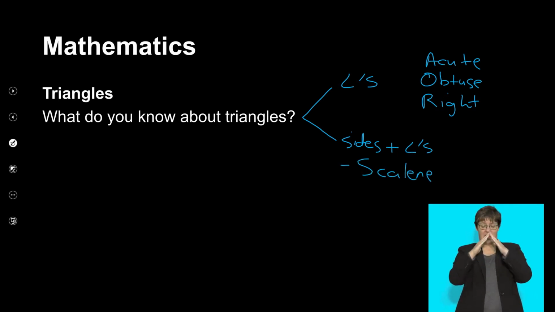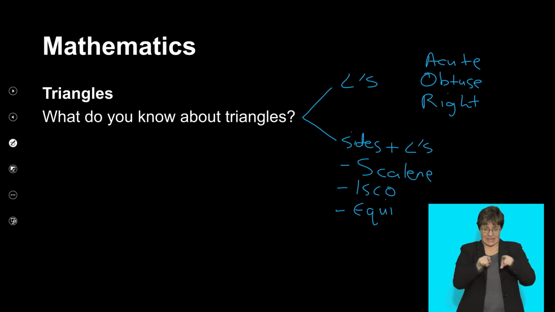And then the other one will be the isosceles triangle, which means two sides are equal, two base angles are equal, and then lastly, it will be the equilateral triangle, which is all three sides are equal and all three angles are equal. So that's what you need to know, just as the foundation of a triangle.